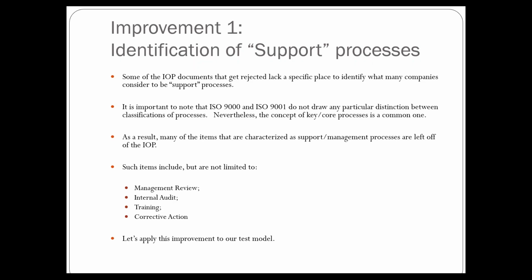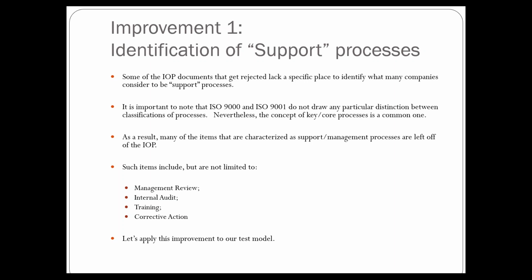The first thing that we would improve would be to identify and pull out what would be considered support processes. So this is a common reason for having your IOP document be rejected, if it lacks a specific place to identify or congregate what many companies have and would be considered support processes.